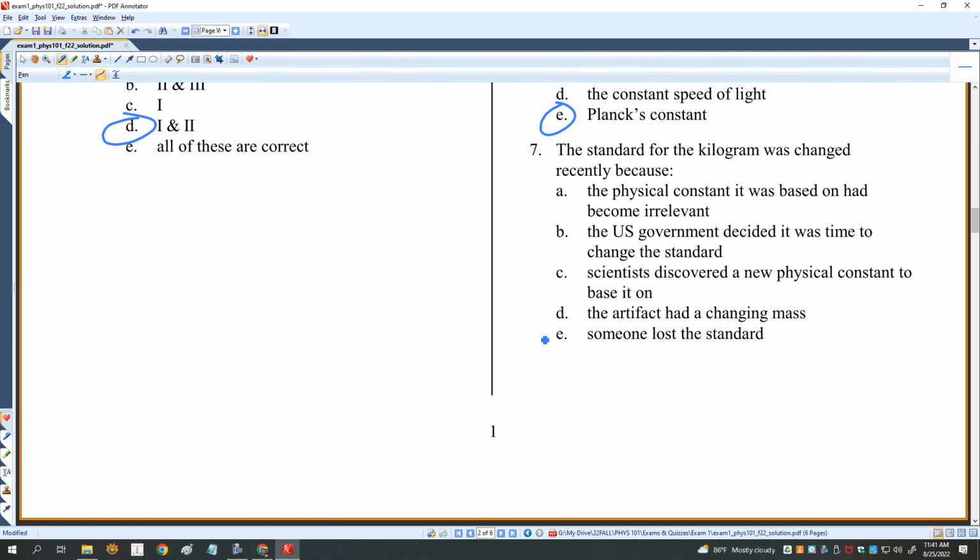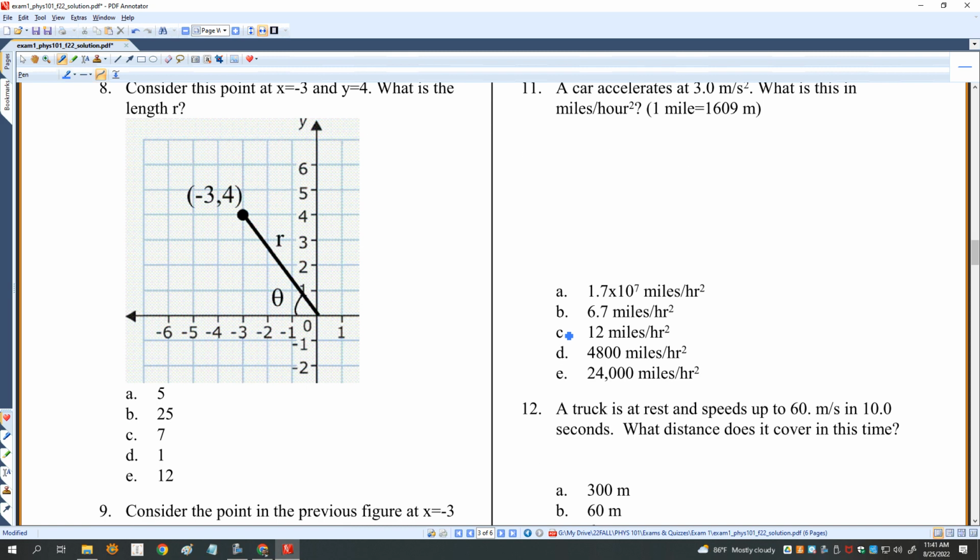This is the standard for the kilogram. The standard was changed because the artifact had a changing mass. There were some other reasons, like it was not accessible, but that's not one of the options. It's definitely not because the U.S. government had anything to do with it. Oh, the U.S. government did have something to do with it, but that's not why. It's not that the physical constant had become irrelevant. In fact, it wasn't based on the physical constant, and it wasn't that they discovered a new physical constant. The physical constant was actually quite old, that we've long known, and of course it's not E either.